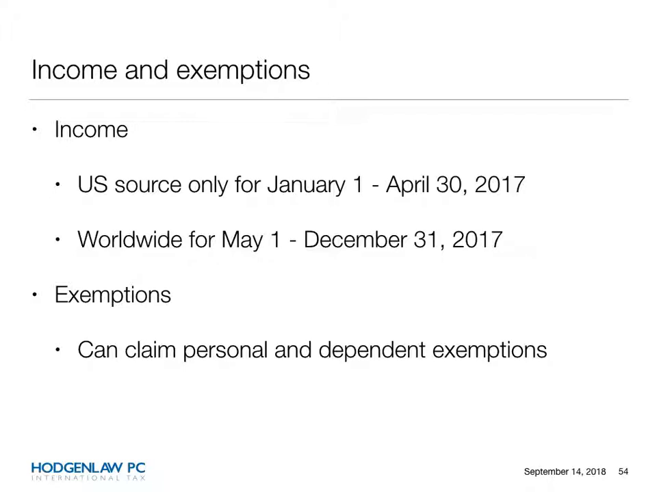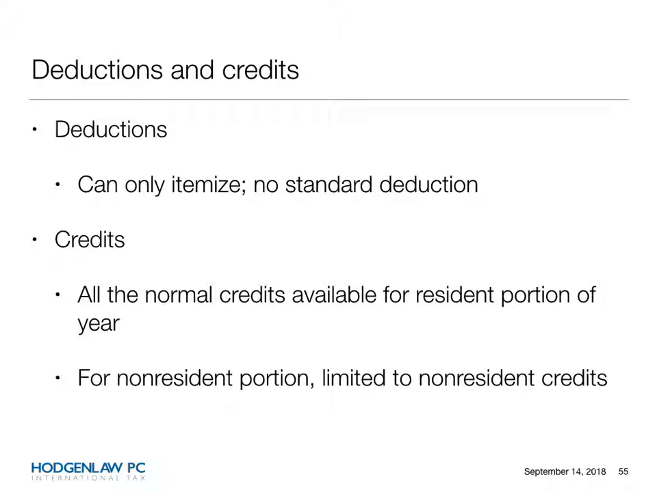In this scenario, he can claim a personal dependent exemption since he's filing a 1040 dual status tax return. In terms of deductions, since he will be filing a dual status return, he can only itemize and no standard deductions are allowed. For credits, he has all the normal credits available for the resident portion, and for the non-resident portion, he's limited to the non-resident credits available to him.